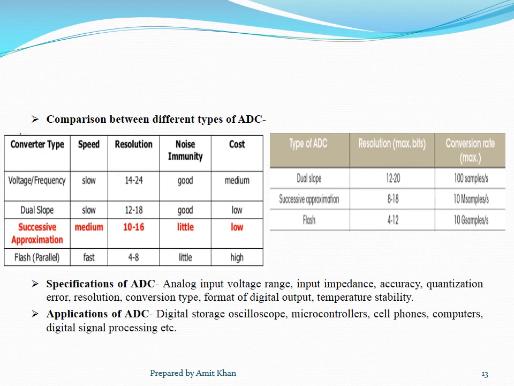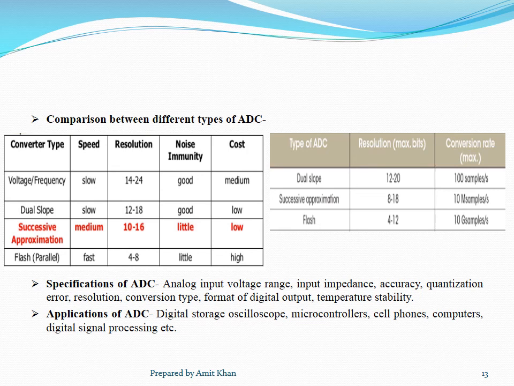Here's the comparison between the different types of ADC. We can see the dual slope speed is slow. The speed of successive approximation is medium, and for flash type the speed is fast. Its resolution for dual slope is 12 to 20, successive approximation is 8 to 18, and flash type is 4 to 12.